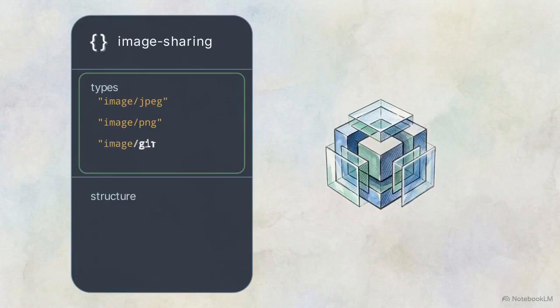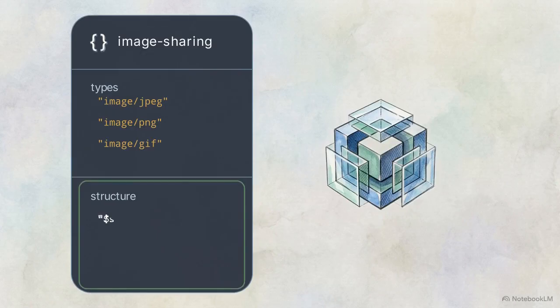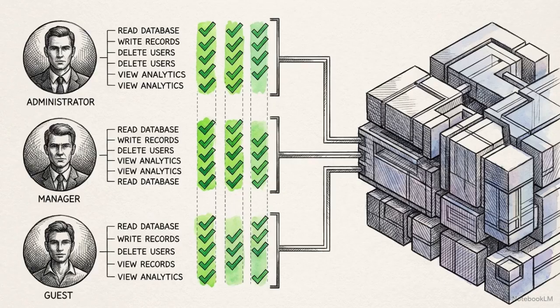The node will automatically reject any file that is not a JPEG, PNG, or GIF, maintaining data integrity at the edge. The structure block enforces hierarchical rules and payload limitations. Here, the node sets a limit on file size, rejecting any image larger than 500 megabytes. These protocols also manage security through role-based access control, dictating which actors can interact with specific data types.